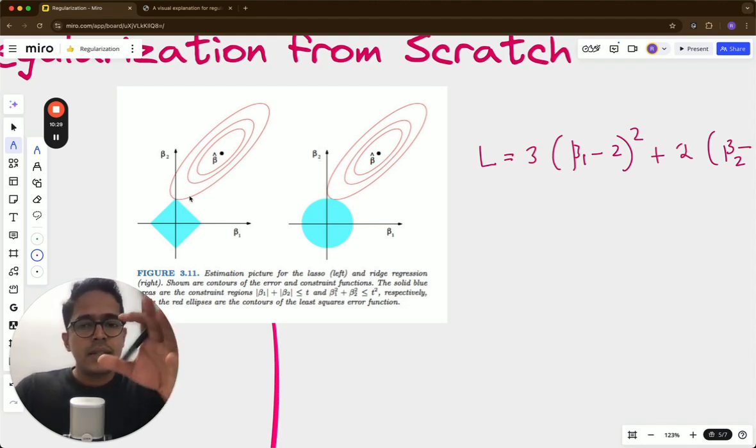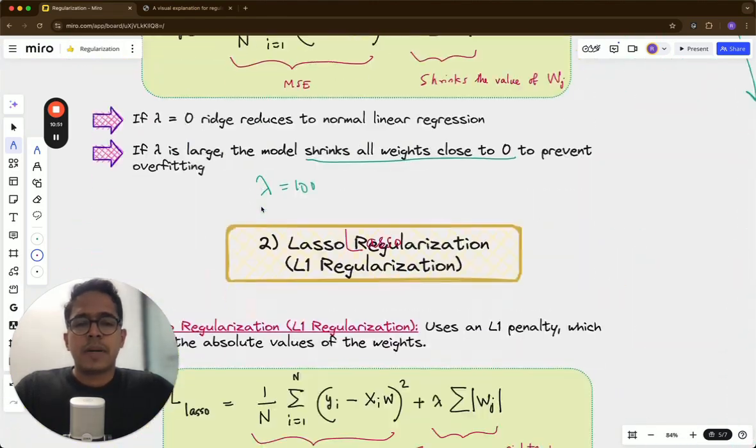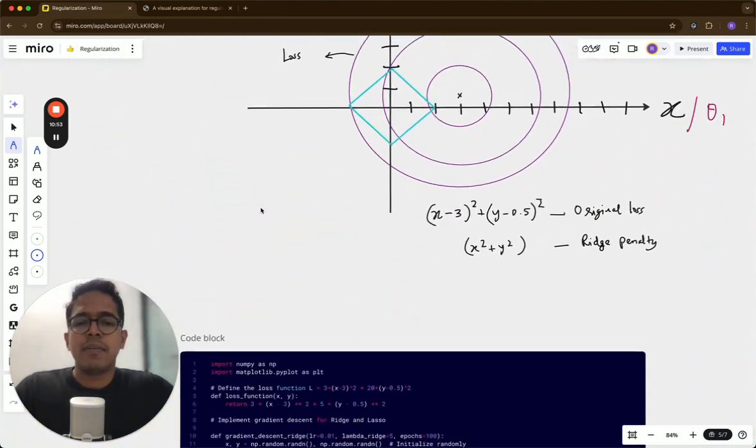Now, this still does not explain why the values in Lasso can be pushed to be exactly 0 if the lambda is very big, or if the model parameter is such that one of the model parameters is relatively small. So we'll have a look at that from this graphical perspective. So let's get back to our diagram.